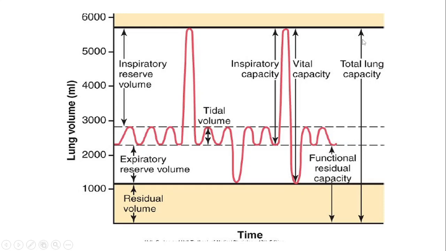And the total lung capacity is the summation of vital capacity with the residual volume. So 4600 plus 1200, that is 5800 ml of air.